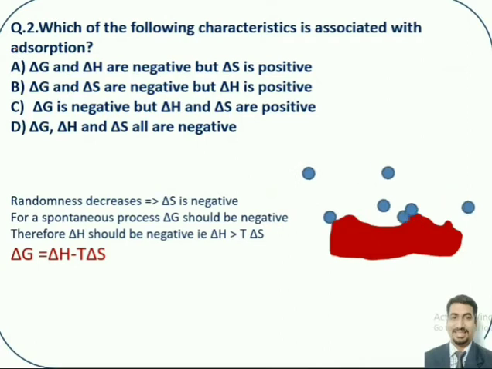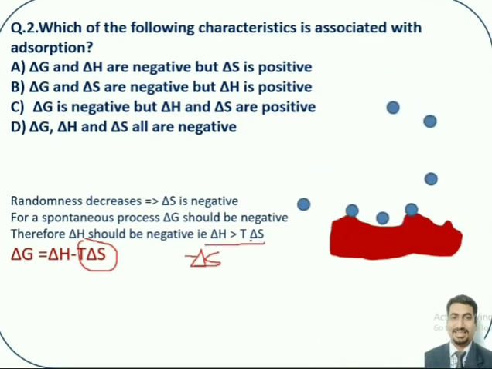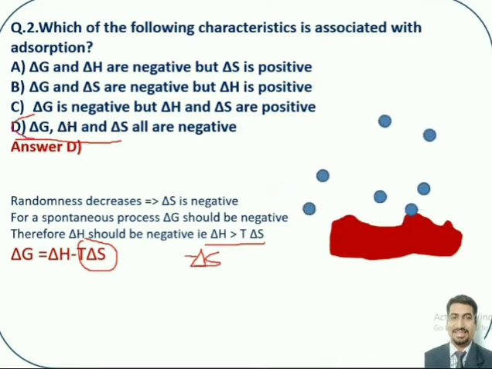Delta G is equal to delta H minus T delta S. See this T delta S. Delta S is negative, so this term becomes positive now. If you put a negative value here, this value becomes positive, right? So delta G should be negative, so delta H should be negative and greater in magnitude than T delta S. Okay, so the answer is D. All are negative here: delta G, delta H, delta S, all are negative.